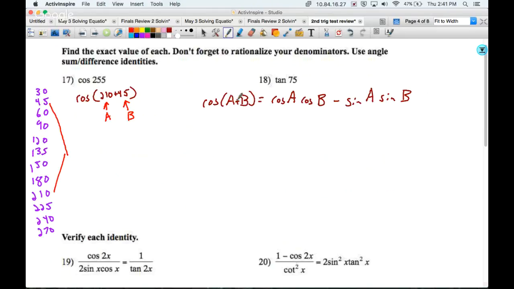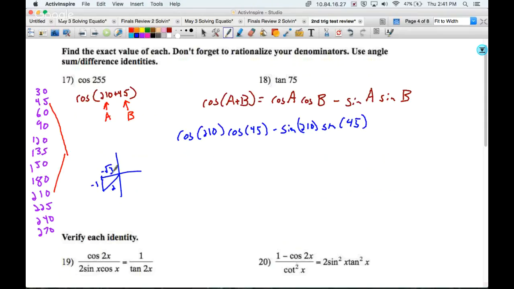So now what do I have? I've got cosine of 210, cosine of 45, minus sine of 210, sine of 45. Sketch a really crude 210 angle just to have the right side lengths. This would be a -1, 2, and a negative square root of 3 triangle. A super crude 45-degree triangle would just be 1, 1, and the square root of 2. Now I can fill these in with the correct ratios.